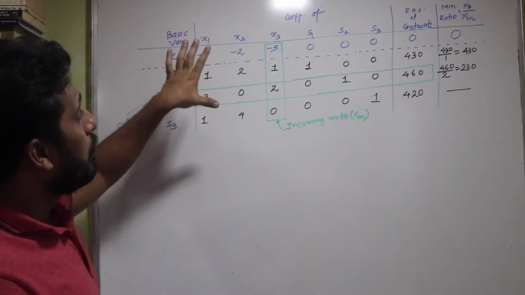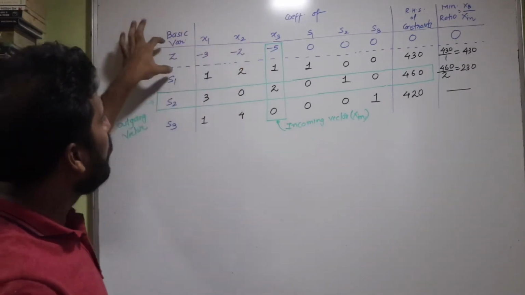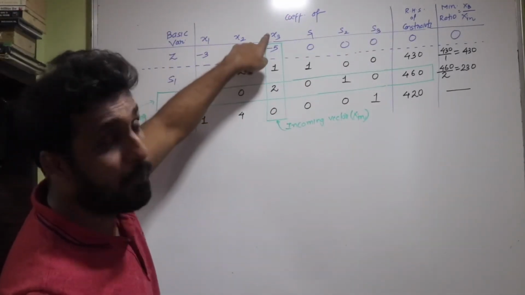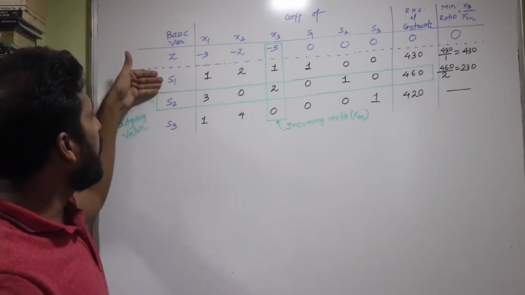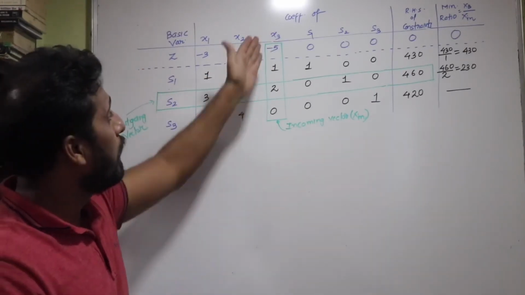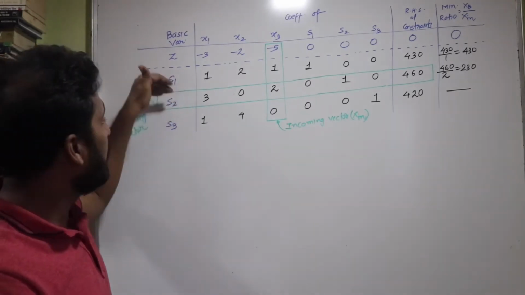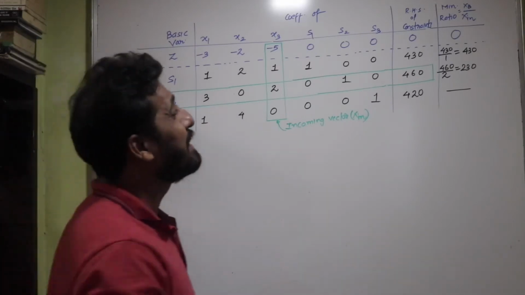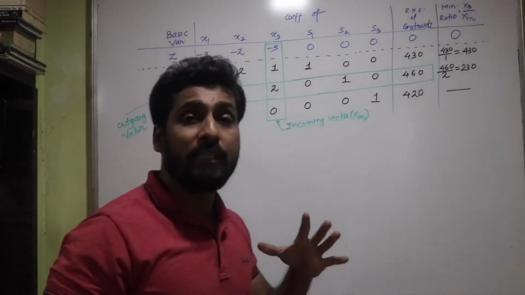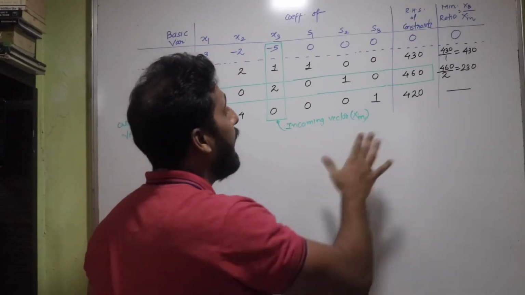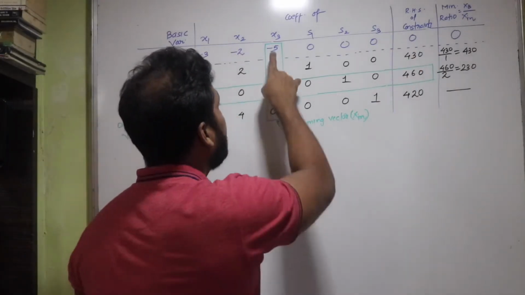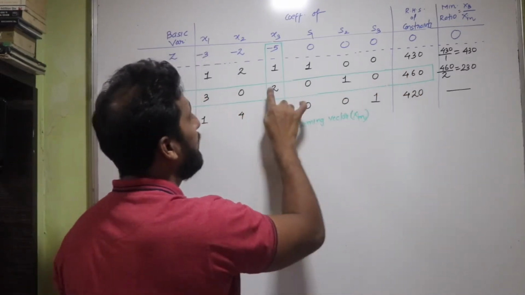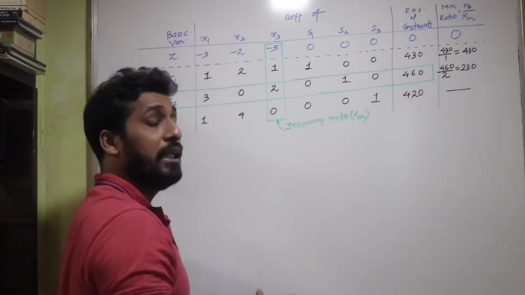Then the most negative number from the row of Z becomes the incoming vector. That means from S1, S2, S3, someone has to leave. X3 will come into these variables. Now out of S1, S2, S3, who will leave is decided by the minimum ratio, which was given by XB upon XN. XB is nothing but the right hand side. XN means the incoming vector. So 430 divided by 1, 460 divided by 2, 420 divided by 0.